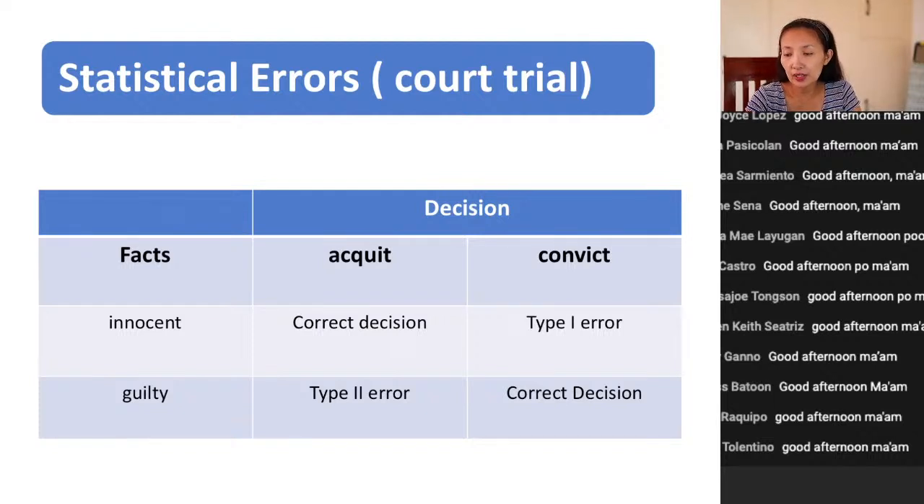If the person is innocent, yet convicted, the decision of the court is to convict that innocent person, then type 1 error is committed. Next, the fact is the person on trial is guilty. Okay? Guilty, yet acquitted, type 2 error is committed. Next, the fact is the person on trial is guilty, and convicted, then the decision is correct. Okay, so the decision is correct.